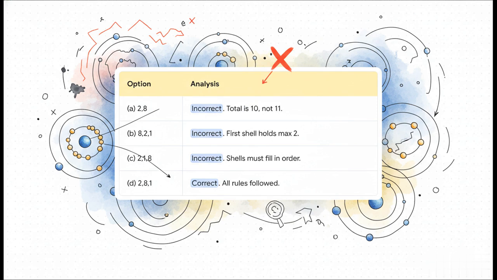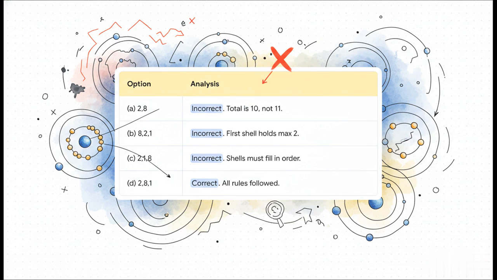Option B is 8, 2, 1. This one is wrong right from the start, because the first shell, the K shell, can only hold 2 electrons, not 8. That's breaking a fundamental rule. Option C is 2, 1, 8. This one's also wrong. You have to fill the shells in order. You can't put an electron in the M shell before the L shell is completely full.